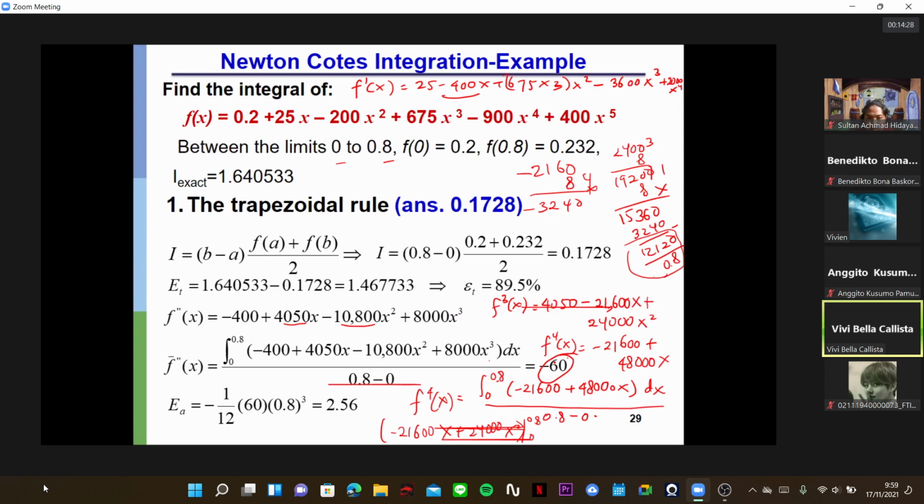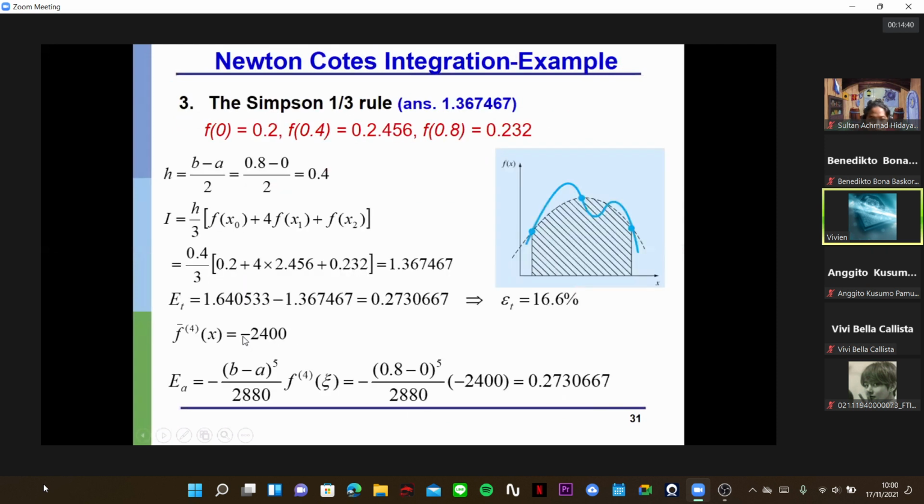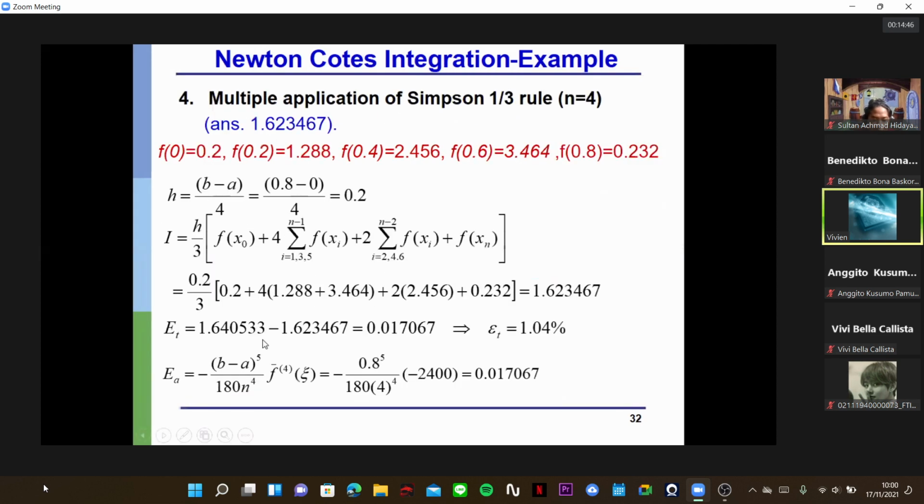I have not, ma'am. Okay. I will check again to make sure that if there is a mistake in the calculation, this value should be corrected. But in general, that is how to calculate the value.